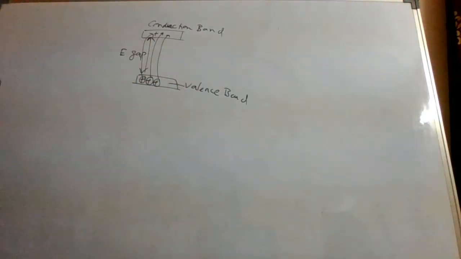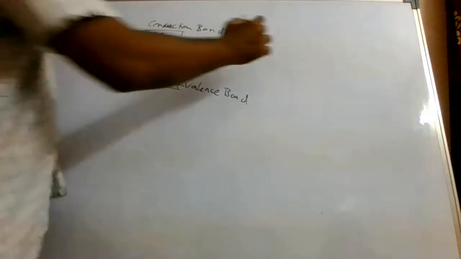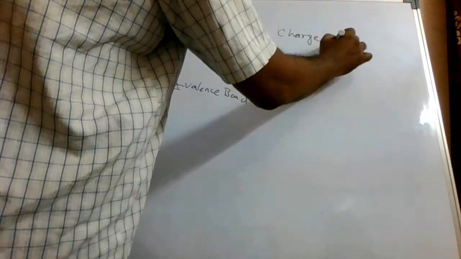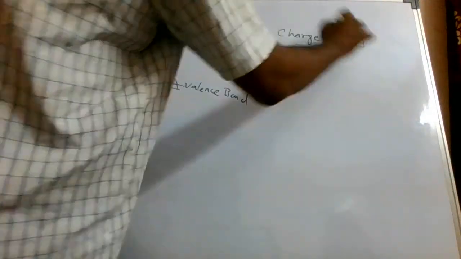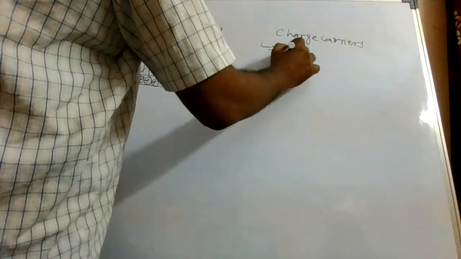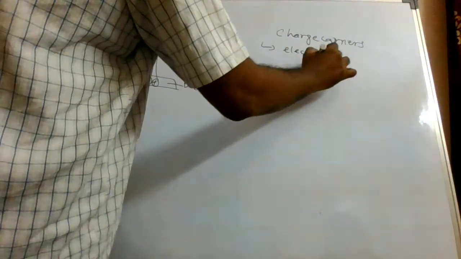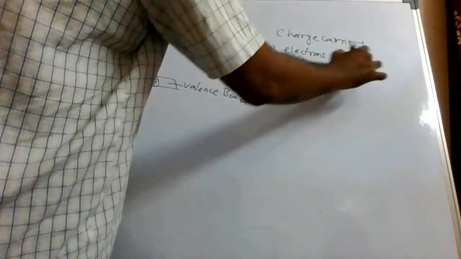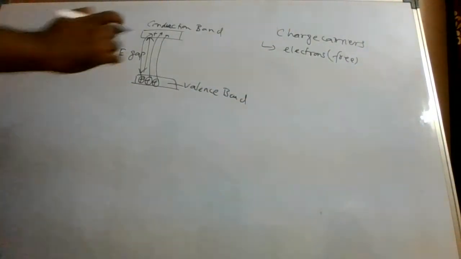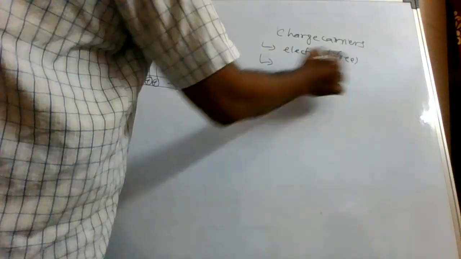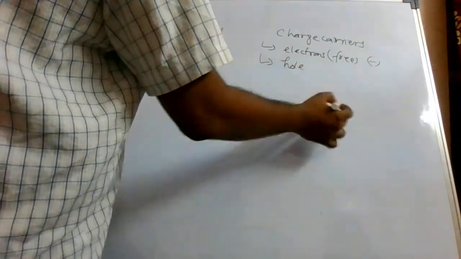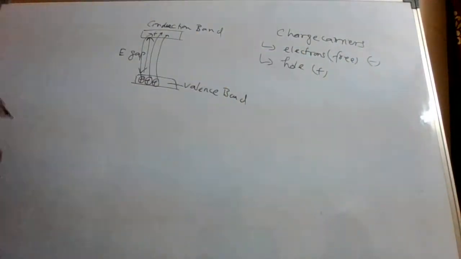conduction band. So when we talk about charge carriers in semiconductors, you say one charge carrier is the electron itself, the free electrons. Which type of electrons? The free electrons are the charge carriers, not the valence electrons. This you call negative. Another type of charge carrier is holes. This you can call positive.